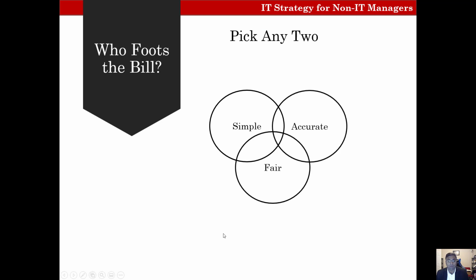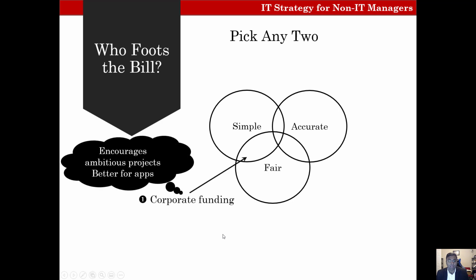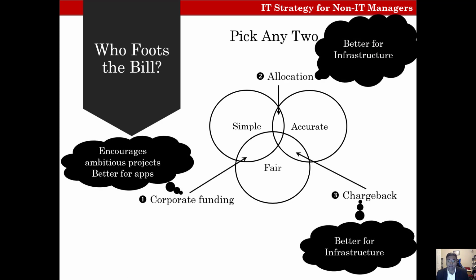So here we go. Simple, accurate, and fair. You've got to pick two out of the three. It is not possible to get all three. The sweet spot, which is right here, is really not easy to get, or impossible to get.